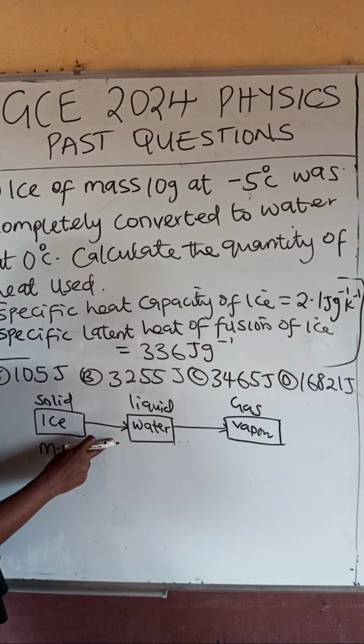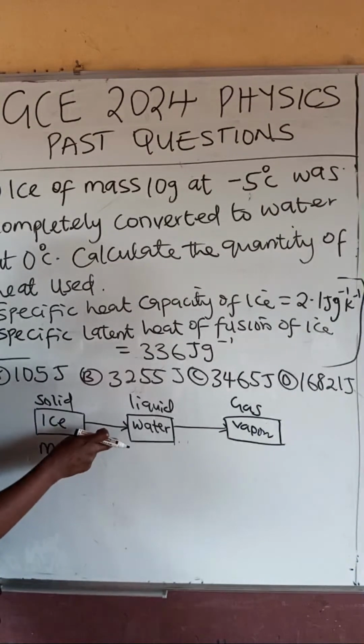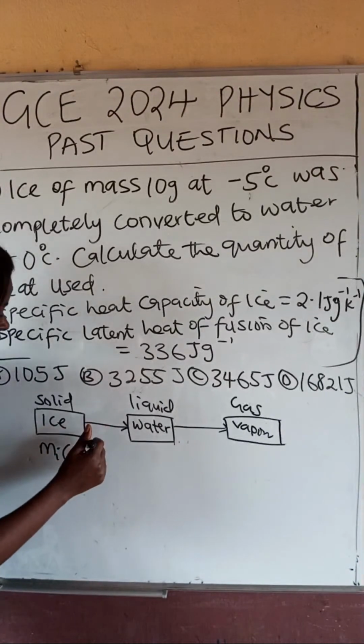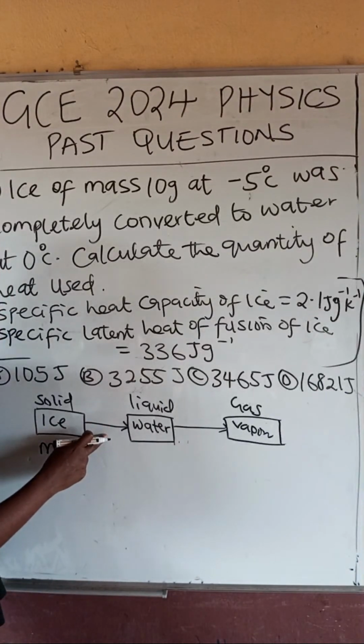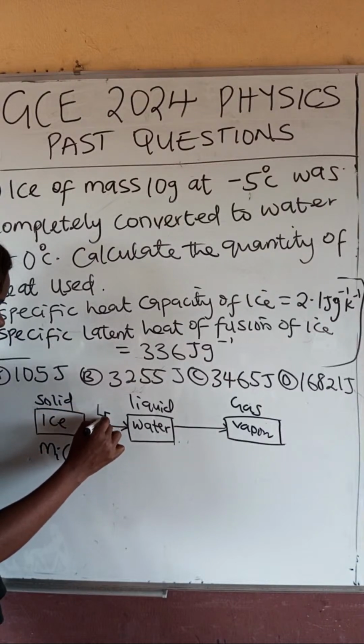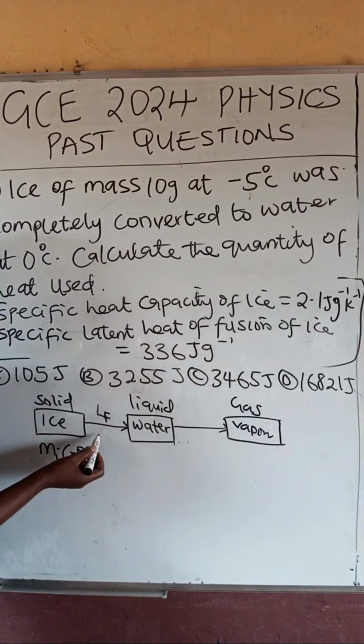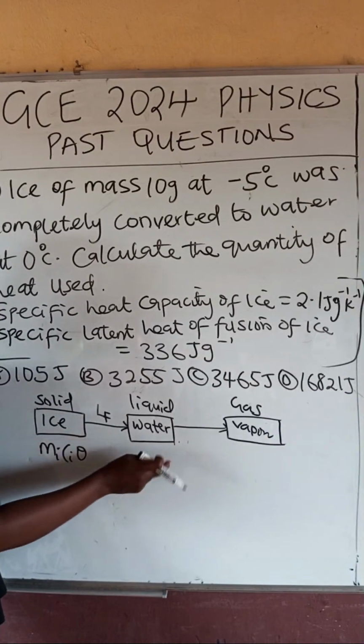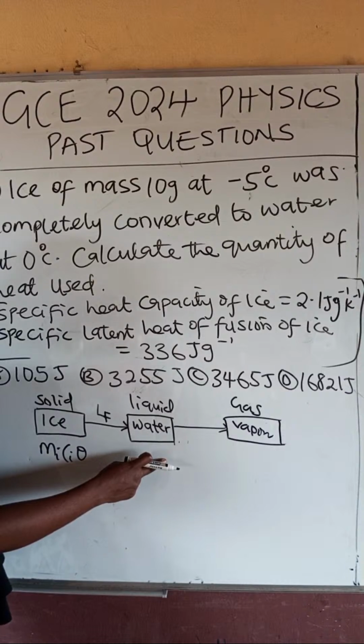Okay? Now, at this point, this solid will change. At this level, this solid will change to what? To liquid. But is there any change in temperature? No. You didn't apply heat? No. So this is where we have latent heat of what? Fusion. Latent heat of fusion occurs at this point. As soon as you apply heat, it will change to what? To water. Do you understand?